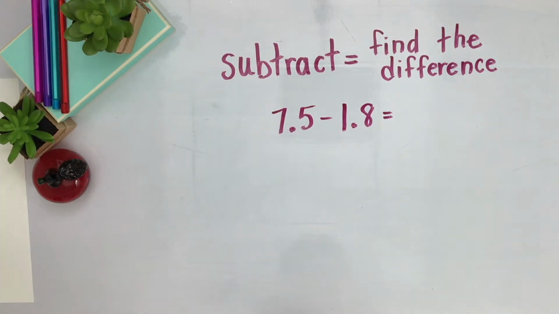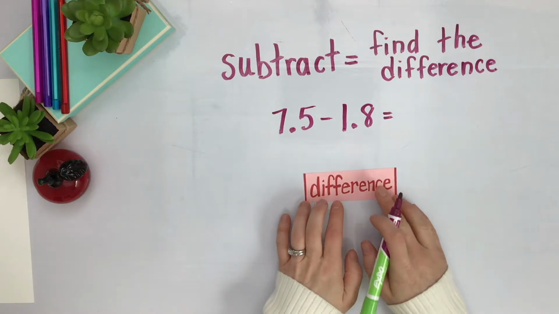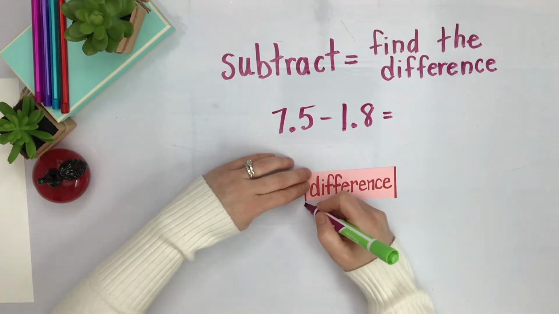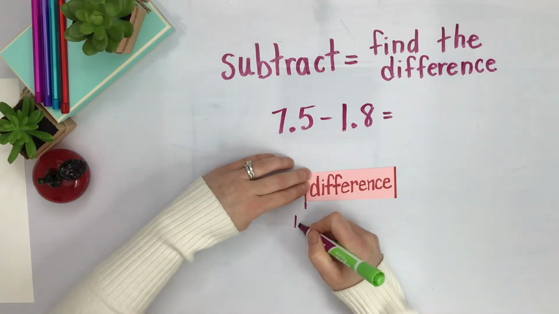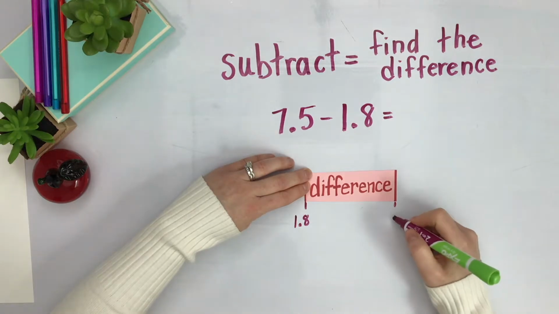So if I need to subtract 1 8/10 from 7 5/10, that simply means I need to know the difference between these two numbers. I need to know how much space or what value is found between these two numbers. We're going to use this piece of paper to represent the difference between these two numbers. So on one side of the difference, we will have our 1 8/10, and on the other side, we are going to have our 7 5/10.